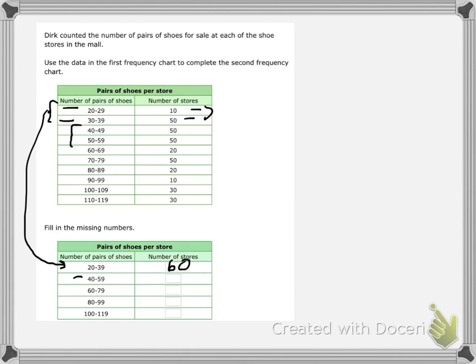So I'm going to look at 40 to 59 here and add those two together. That would be 100. The next one here is 60 to 79. That's these two. 20 plus 50, which is 70. Then 80 to 99. We're going to group those together. 20 plus 10 is 30. And 100 to 119. 30 plus 30 is 60. So our second frequency chart is filled in.